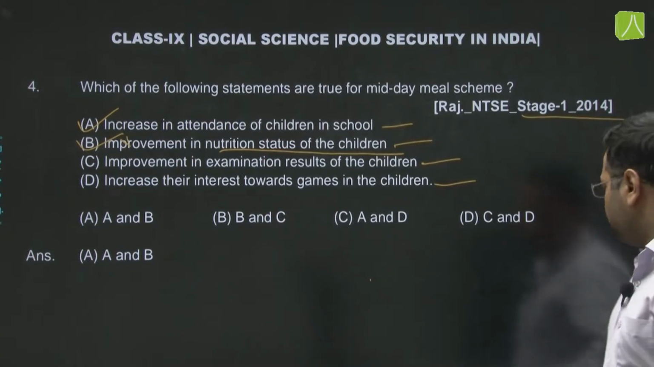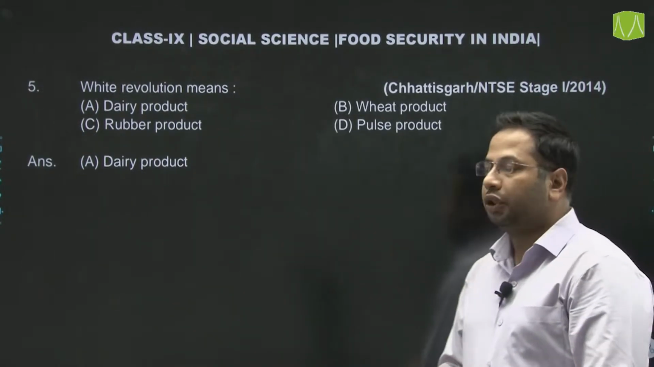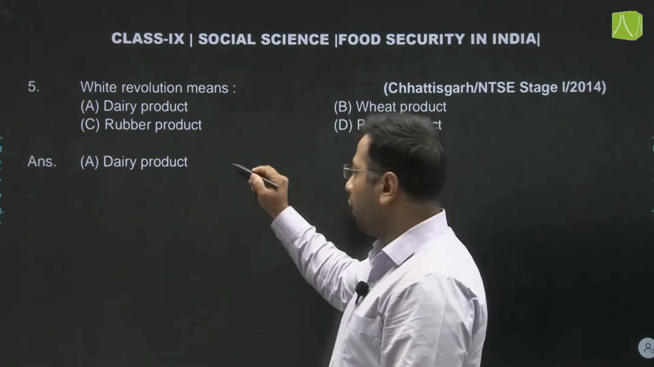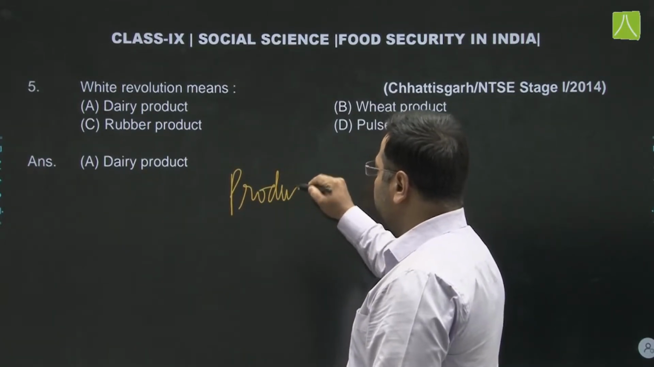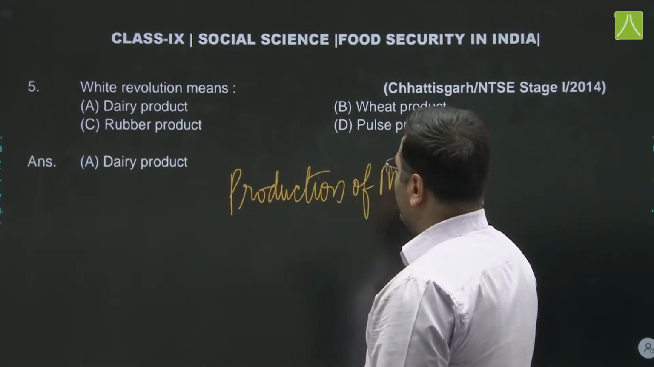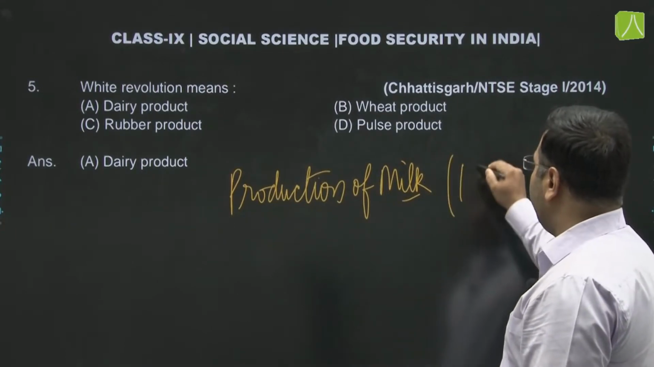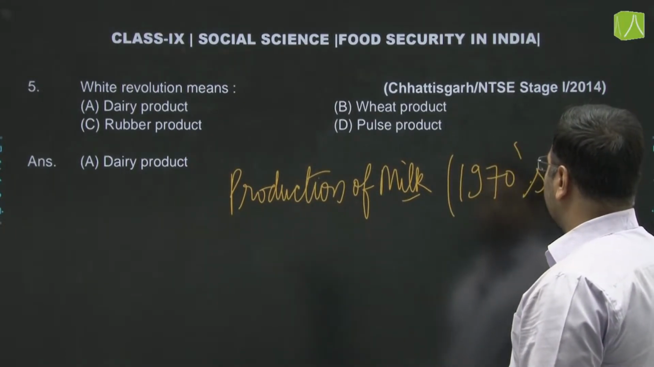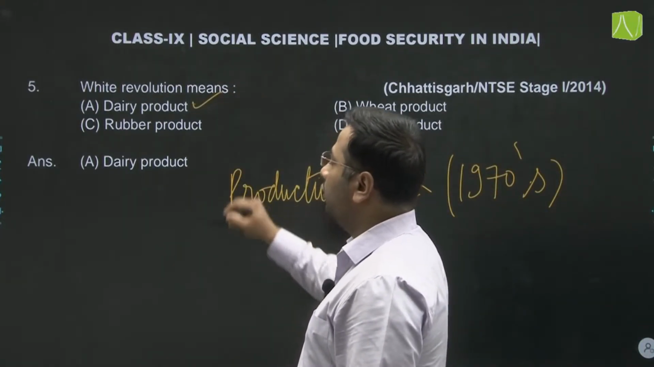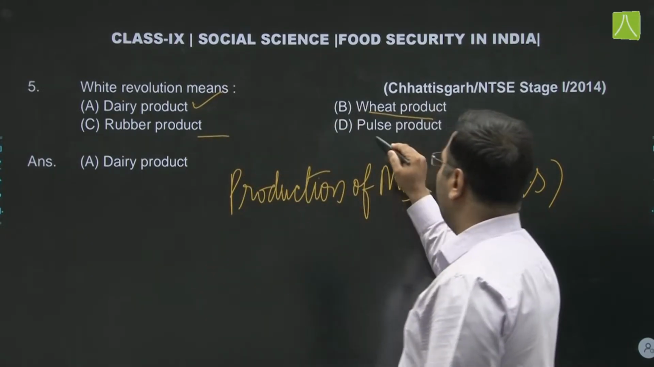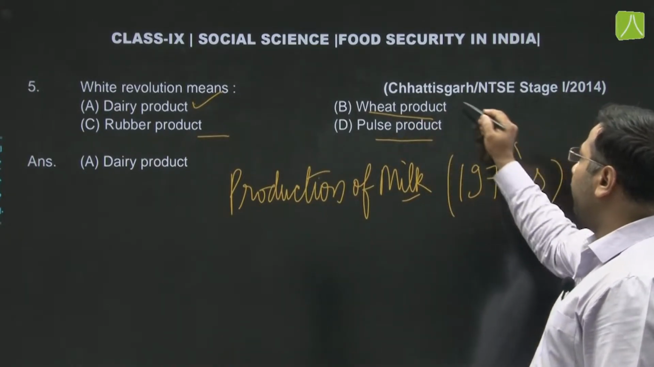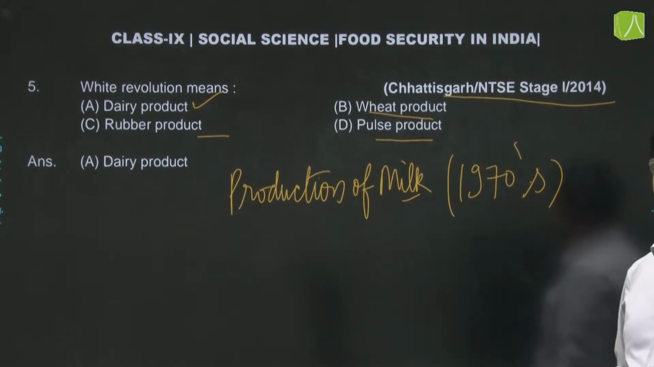Next question. White revolution means... Now white revolution, we all know it is related to the production of milk. Now this was started in the year 1970s. So white revolution refers to or means dairy product, rubber product, wheat product or pulse. The answer is dairy product, and this question we have in Chhattisgarh NTSE stage 1 in the year 2014.